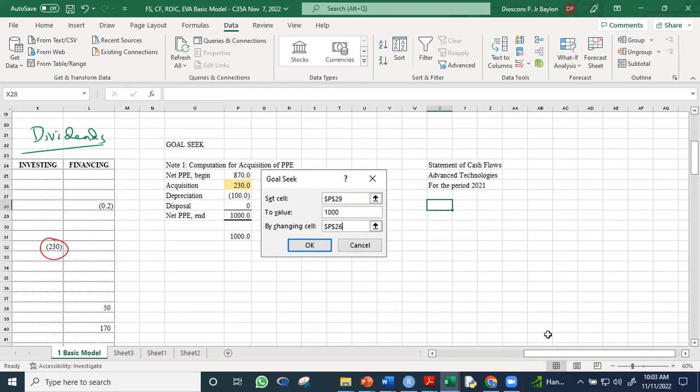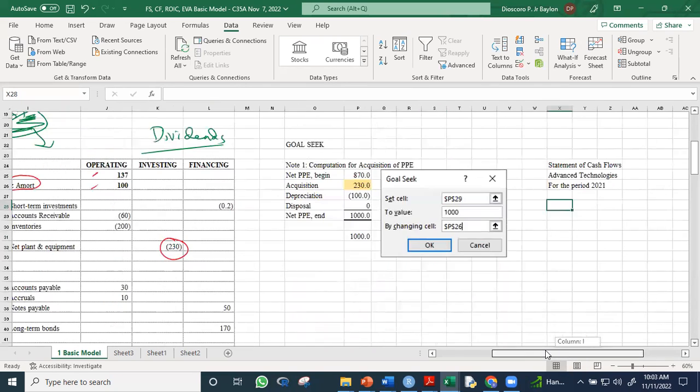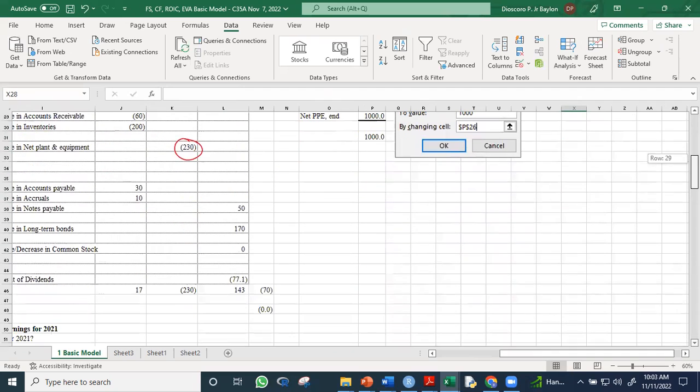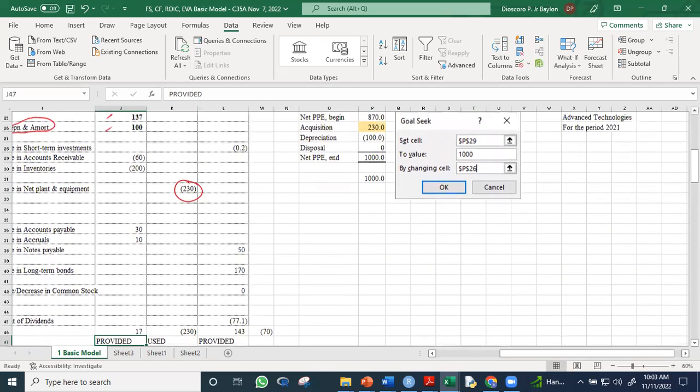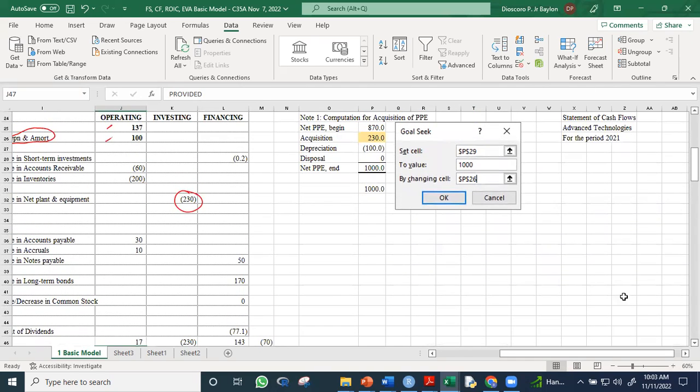So here we will have two. Okay, let's begin with the end in mind. So this is the cash flow. This is provided because it's positive. So cash used because it's negative, and cash provided. So this is cash flow provided by operating activities, right? So this is operating activities.